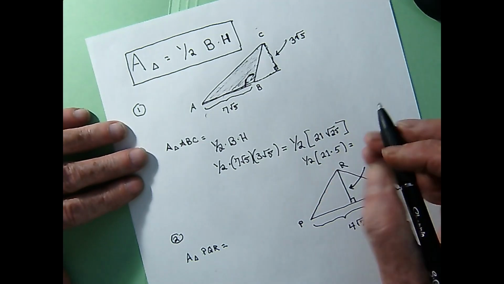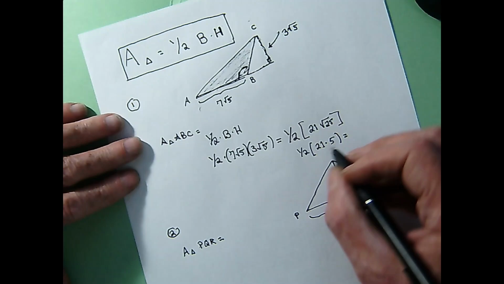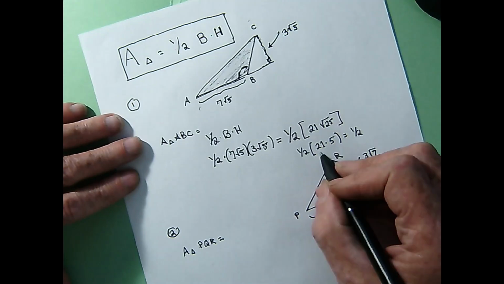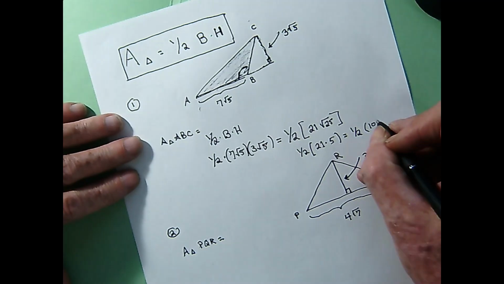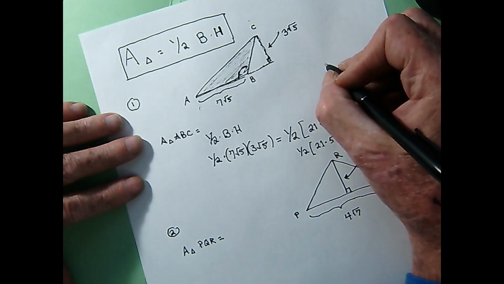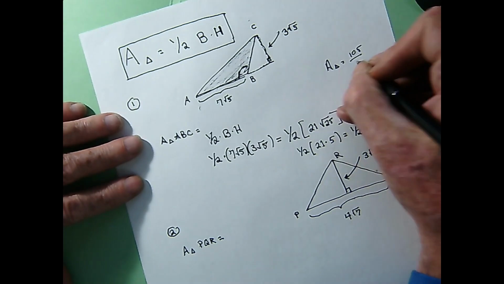So I've cleaned up the multiplication with the radicals. I should multiply this out. I just have 1/2 of, and here we have 105, yeah? 21 times 5, 105. And if I'm looking for the area of that triangle, I'm going to have to call it, area of the triangle is 105 over 2. Because it was 1/2 times the base times the height.